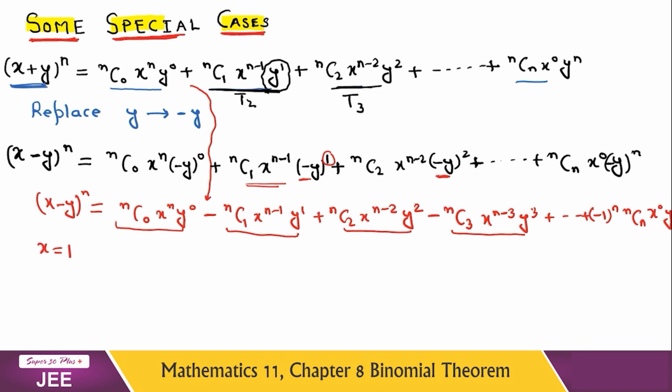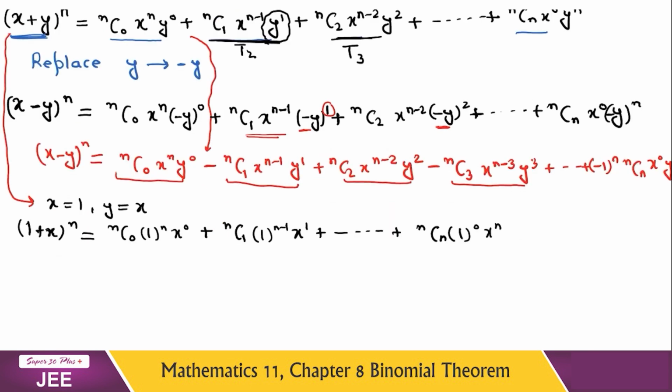Now if I substitute x equals 1 and y equals x, the expression becomes 1 plus x whole raised to the power n. In the RHS also you will have to replace x with 1 and y with x. So what we are going to get is nC0 1 raised to the power n and x raised to the power 0. The next term is nC1 1 raised to the power n minus 1, x raised to the power 1, and so on, up to the last term nCn, 1 raised to the power 0 and x raised to the power n.